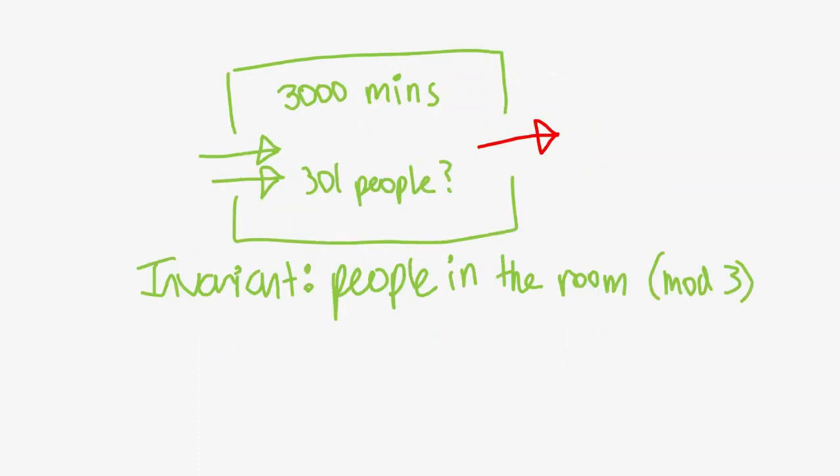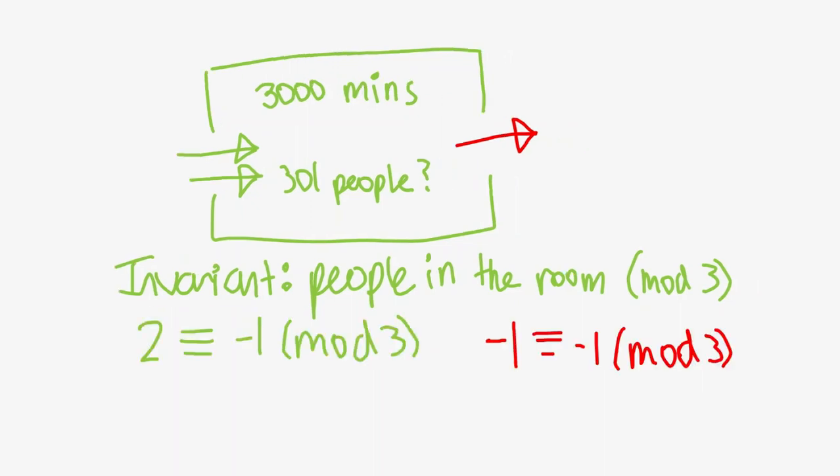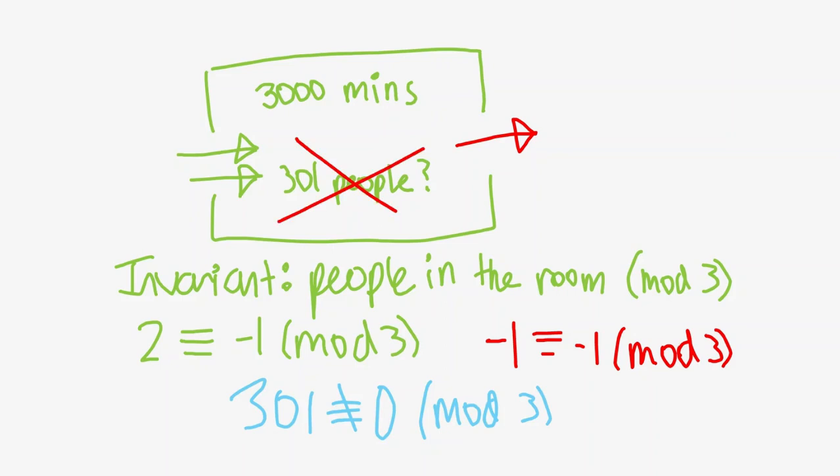The invariant here is the number of people in the room modulo 3. Every minute, the number of people in the room modulo 3 decreases by 1 no matter what happens. This is a constant value. Therefore, after 3,000 minutes, the number of people in the room must be 0 modulo 3. Since 301 is not 0 modulo 3, we have a contradiction and the room cannot contain 301 people.